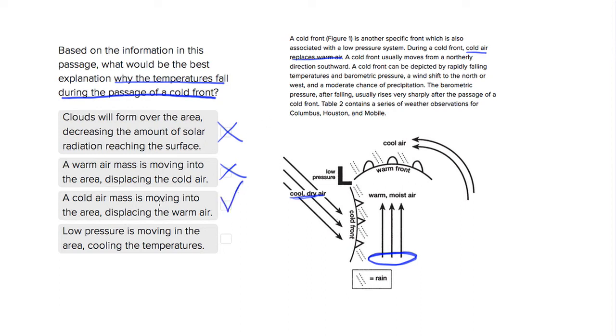Choice 4, low pressure is moving in the area, cooling the temperatures. So we see the low pressure here, but we don't talk about the effect of pressure directly on temperature. We mentioned in the definition of a cold front that pressure and temperature both are affected by the cold front, but it doesn't say that they affect each other. Those are just things that happen. So choice 3 is the most accurate answer.